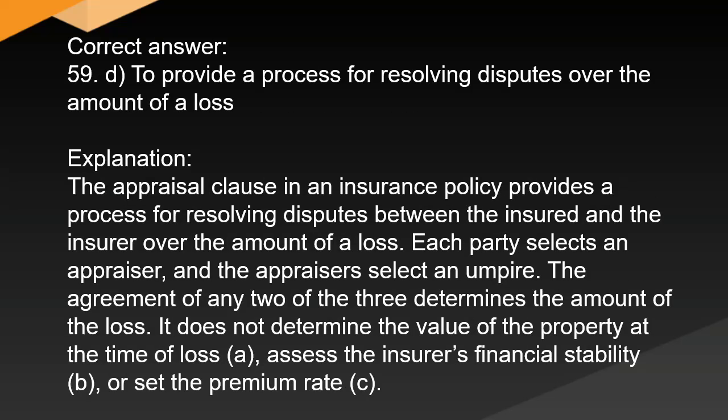Correct answer. D. To provide a process for resolving disputes over the amount of a loss. Explanation. The appraisal clause in an insurance policy provides a process for resolving disputes between the insured and the insurer over the amount of a loss. Each party selects an appraiser, and the appraisers select an umpire. The agreement of any two of the three determines the amount of the loss. It does not determine the value of the property at the time of loss.